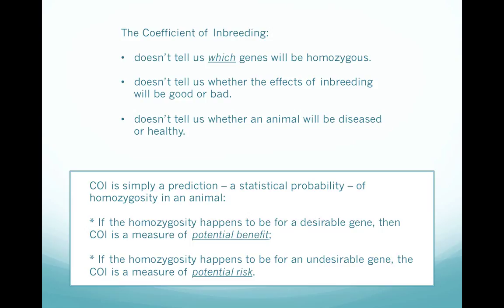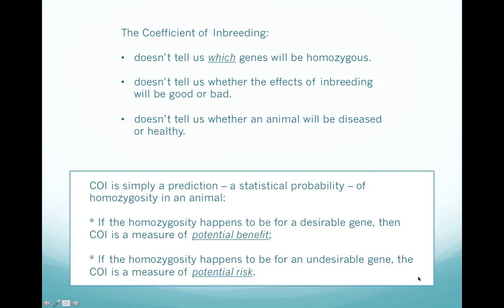Coefficient of inbreeding is simply a prediction. It's a statistical probability, like the chance of it raining tomorrow afternoon, or the chance that you'll get heads the next time you flip a coin. Coefficient of inbreeding is a probability of homozygosity in an animal. If the homozygosity happens to be for a desirable gene, then coefficient of inbreeding is a measure of potential benefit. So that's good. On the other hand, if the homozygosity happens to be for an undesirable gene, the coefficient of inbreeding is a measure of potential risk. And of course, like we see up here, you have no way to know whether inbreeding will produce good things or bad things.